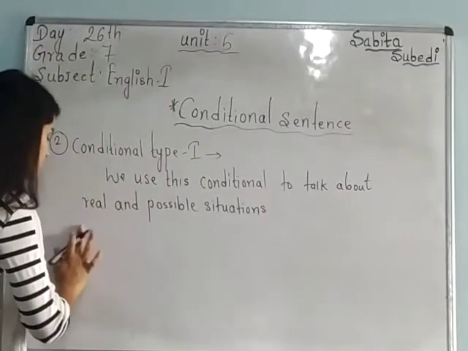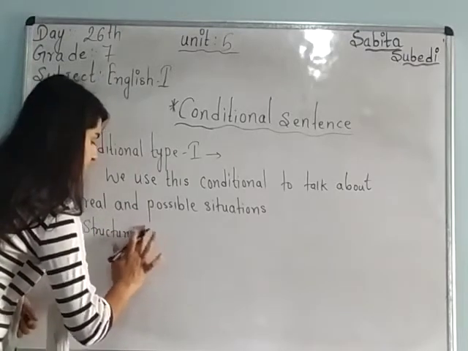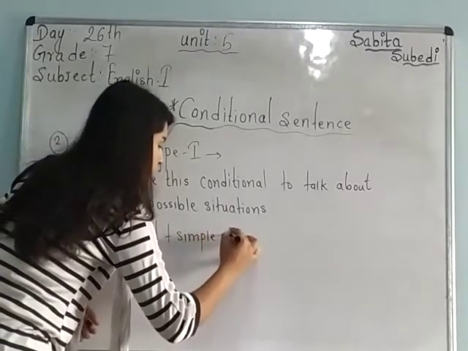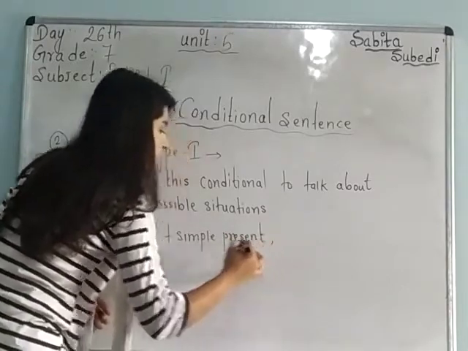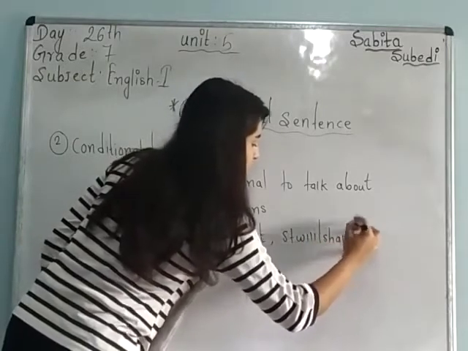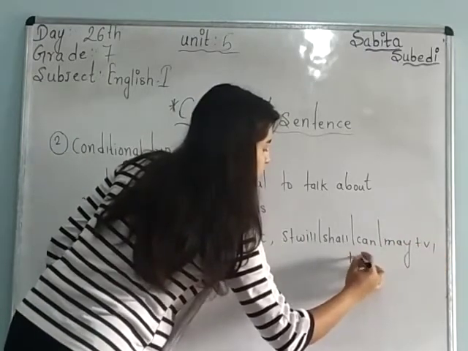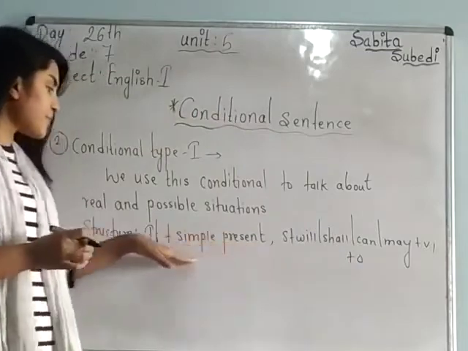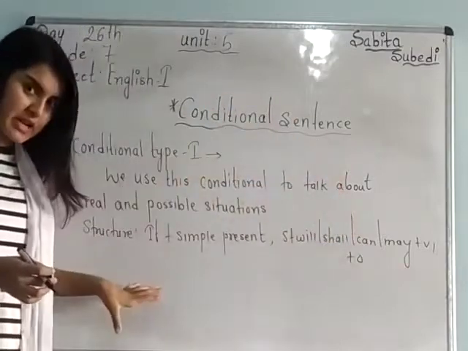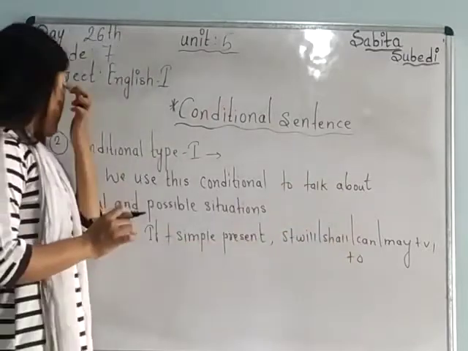For example, the first structure. The structure is: if plus simple present. Then in the main part we use subject plus will, shall, can, may plus verb 1 plus object. So this is the if part, this is the main part. Sometimes the main part also comes first and the if part goes at the back. Don't get confused.